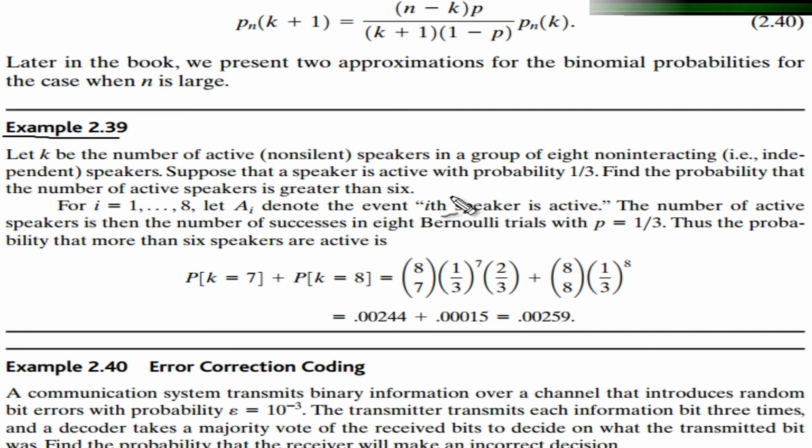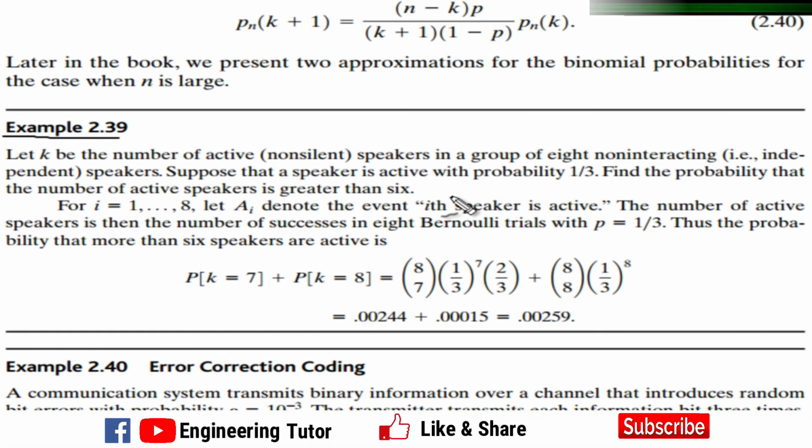You can also make this question like this: in a class of 8 students, the probability of each student asking a question is 1/3. What is the probability that more than 6 students will ask a question? How can we find it? Greater than 6 will be 7 and 8. Either 7 people will ask a question or 8 people will ask a question.